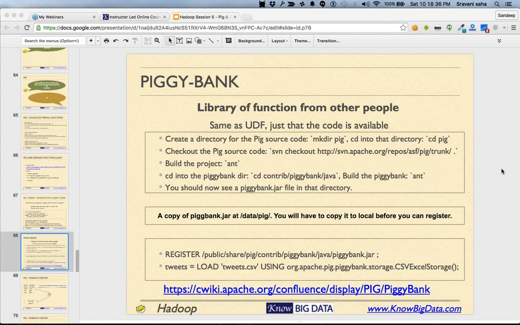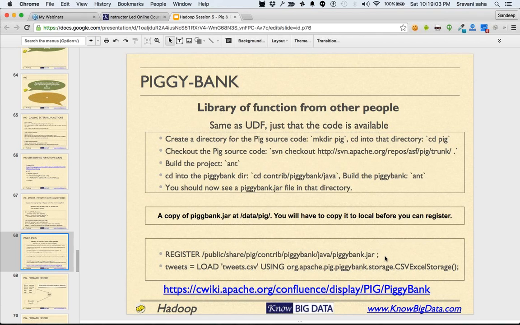All right, so sometimes you will notice that there are a lot of functions which are not there in Pig by default, and those are very common functions. For example, CSV parser or CSV Excel parser. All you need to do in those cases is download something called piggy bank.